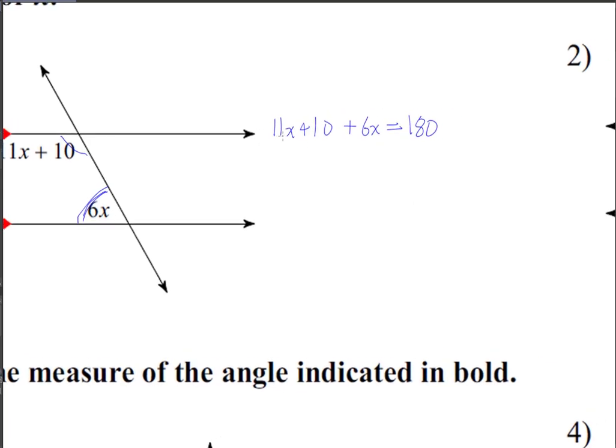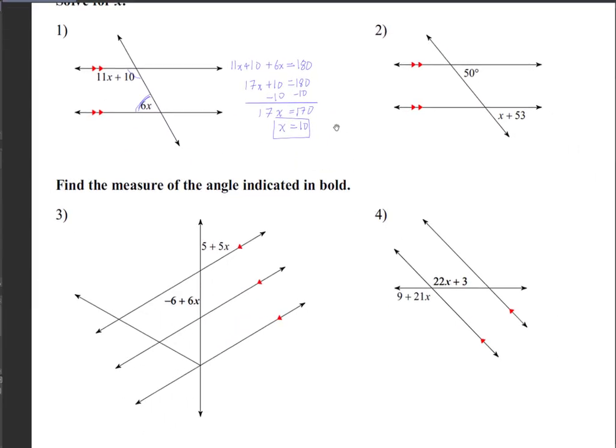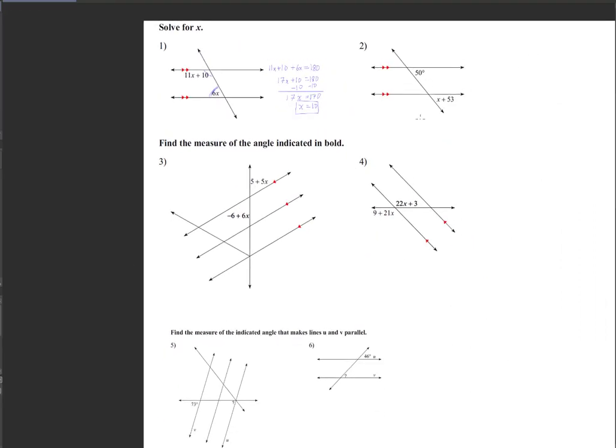I just am going to simplify, right? I get 17x plus 10 is equal to 180. I'm going to subtract 10 from both sides. So I get 17x is equal to 170. Divide both sides by 17, and I get that x is equal to 10. So my answer should be x is equal to 10. All right, moving on to another one. I think you probably understand that concept.